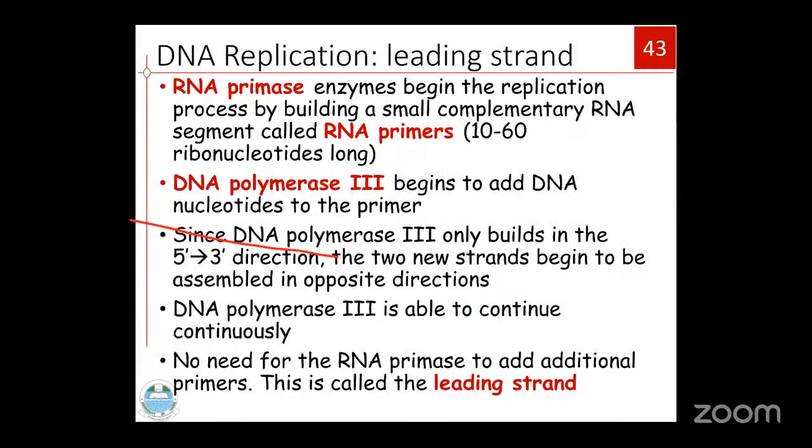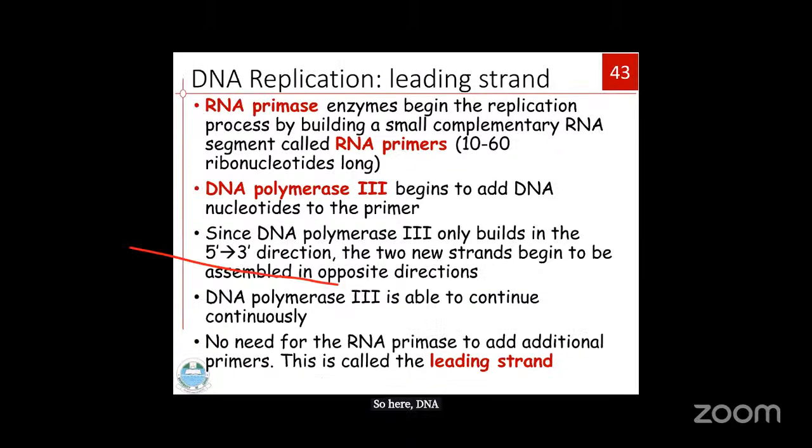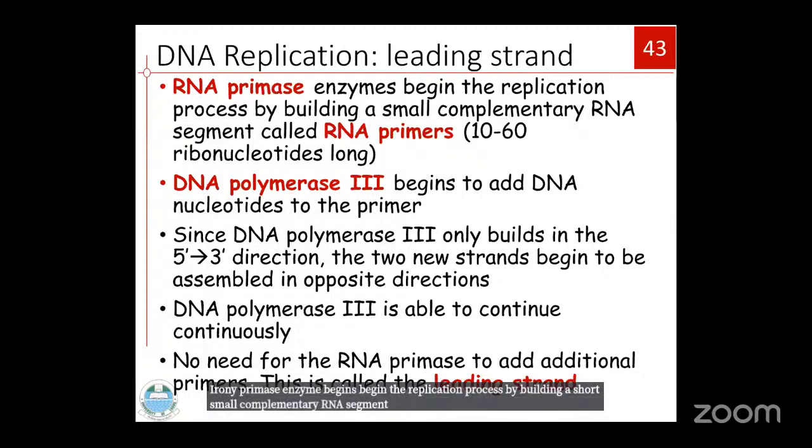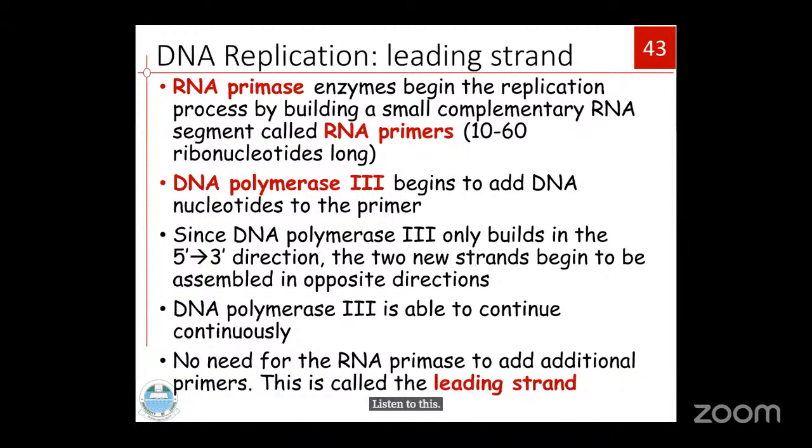So here, the DNA replication process now on the leading strand. The RNA primase enzyme begins the replication process by building a short, small complementary RNA segment known as RNA primers, about 10 to 60 nucleotides long. Then DNA polymerase 3 will begin to add the nucleotides, as we said earlier. Now, listen to this. Let me come to this slide to explain that.